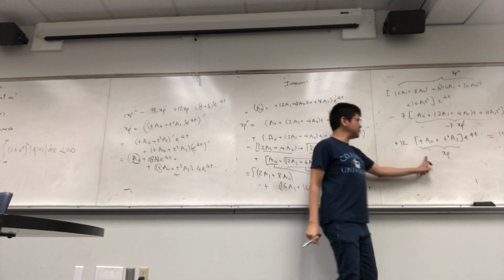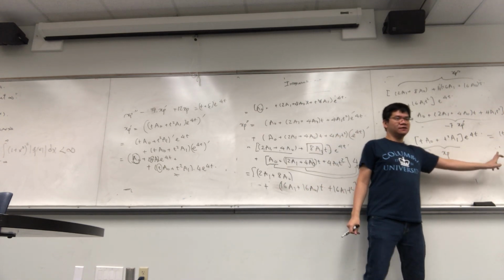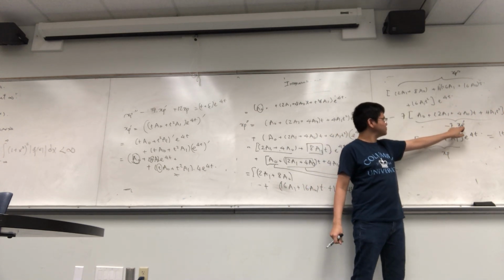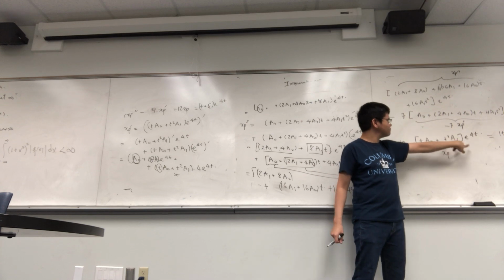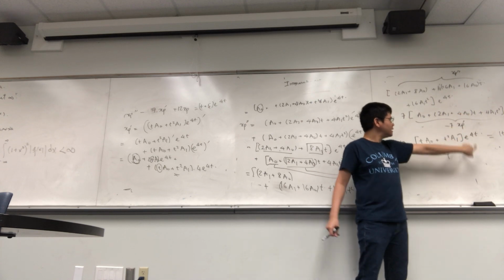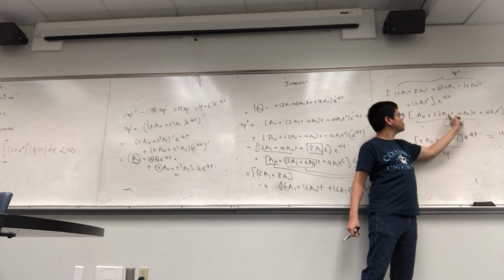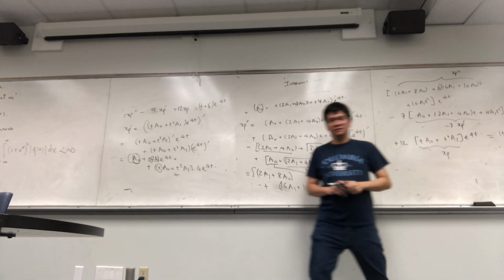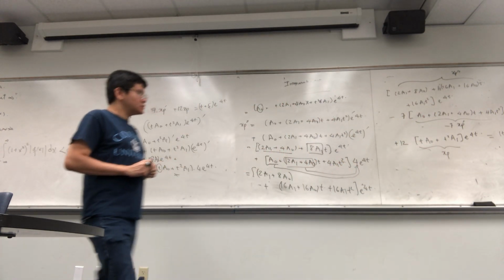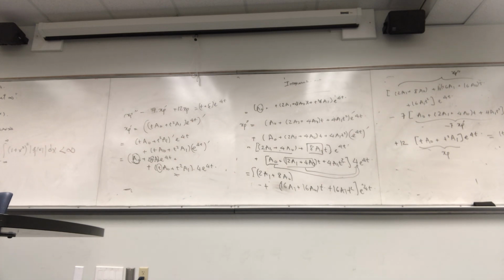So this is the xp that you found in the beginning, right? And then this is minus 7 xp prime. Xp prime is the derivative of this whole term, and you take the derivative of this whole term, you get this one. So what is the next step? Yes? Can you cancel out e to the 4t? E to the 4t, yes.